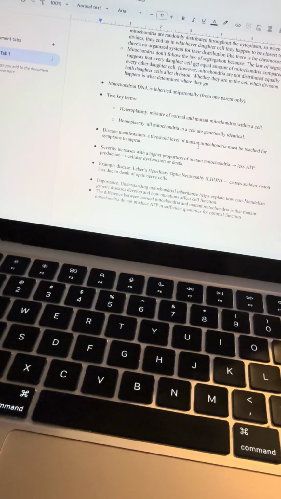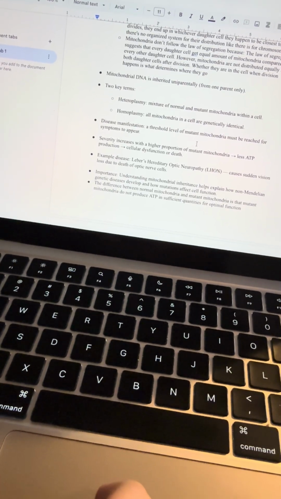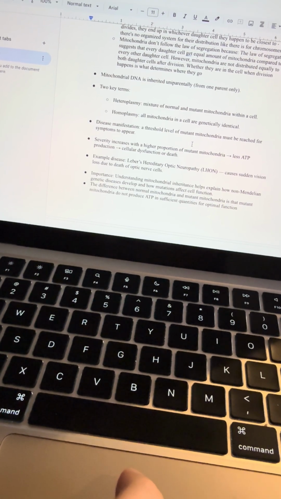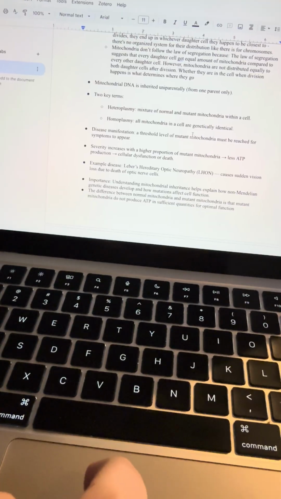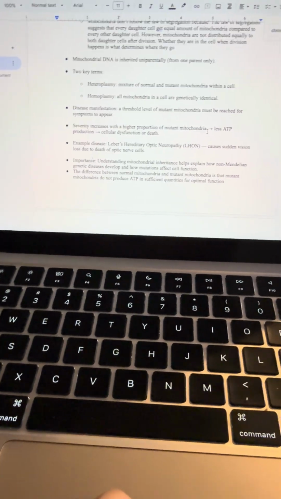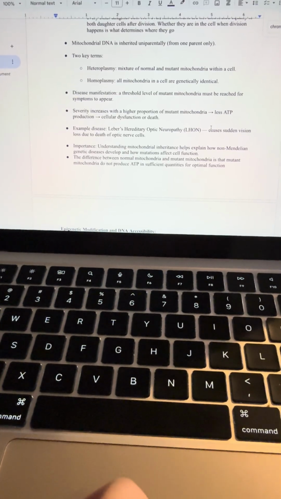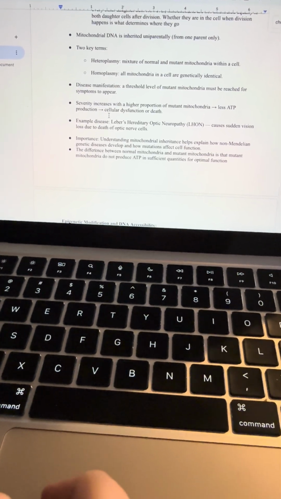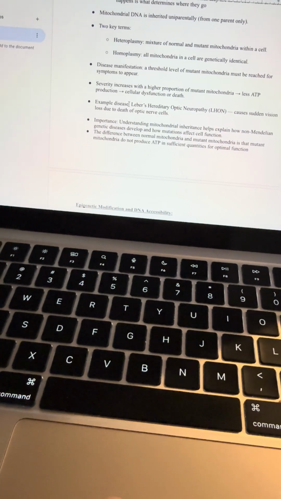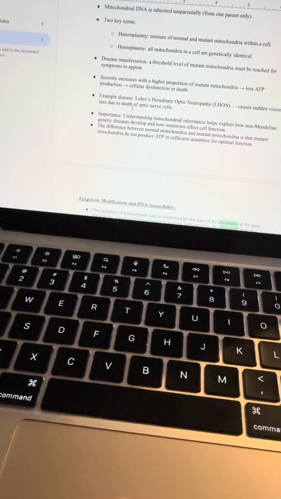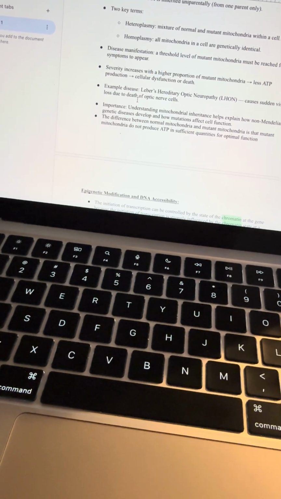Two key terms: heteroplasmy, a mixture of normal and mutant mitochondria within a cell; and homoplasmy, where all mitochondria in a cell are genetically identical. Disease manifestation: a threshold level of mutant mitochondria must be reached for symptoms to appear. Severity increases with a higher proportion of mutant mitochondria, which means less ATP production, which means cellular dysfunction or death.